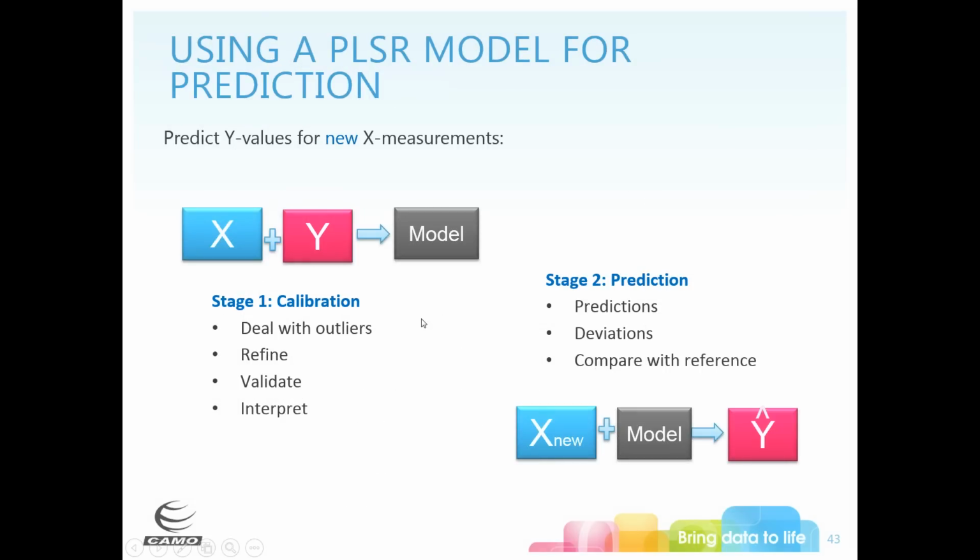So when you use your PLSR model for prediction, in your calibration stage, that's where you define your outliers, you refine until you get your model to where you want it, you choose your variables, and you do a cross-validation. And then the best thing to do is also have a test set validation. So you have your X plus your Y, and that gives you your model. The second step then is you do your prediction. So you have new X data that you don't know what the Y is. You put that into your model and you predict what your Y is.